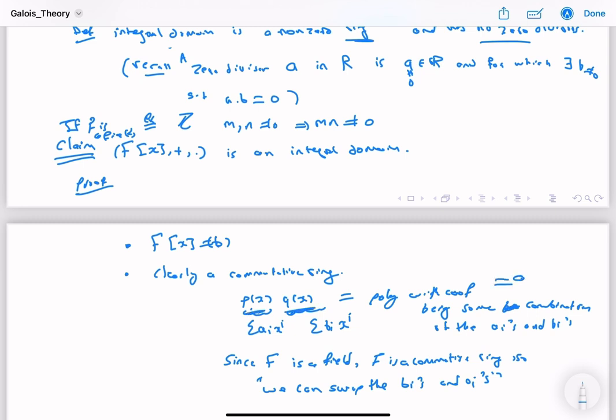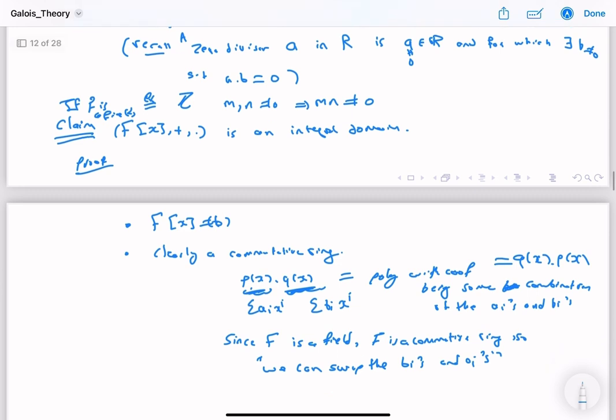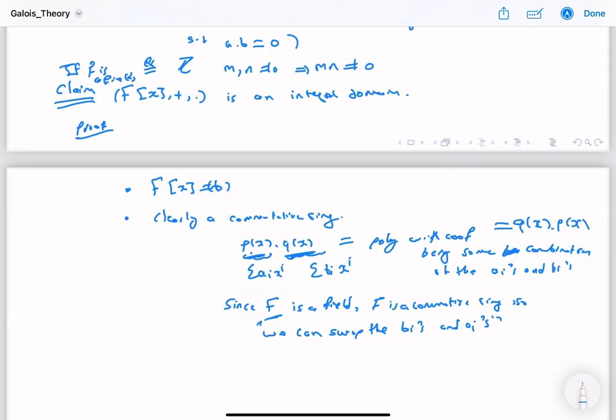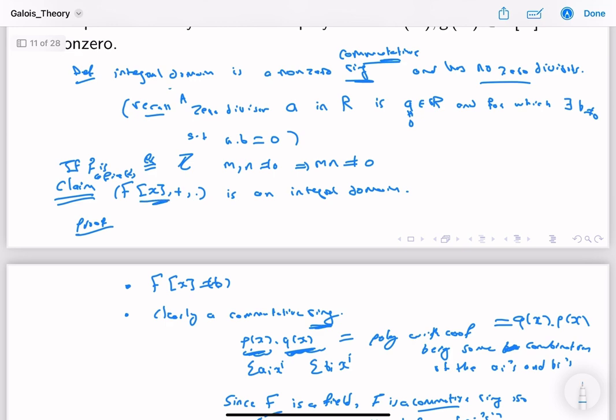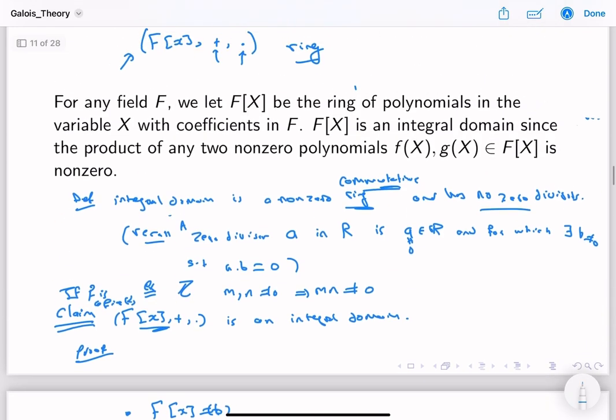So this is actually q of x times p of x. The multiplication operation is clearly commutative. But notice it's very important that we use the fact that F is a field, right? So we have to have that F is a commutative ring. All right, so I'll also leave it to you as an exercise to verify that this thing is a ring, right? It's an easy thing to show.